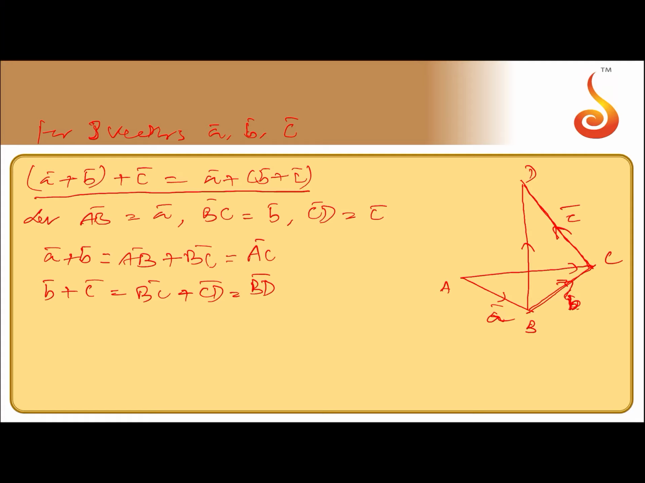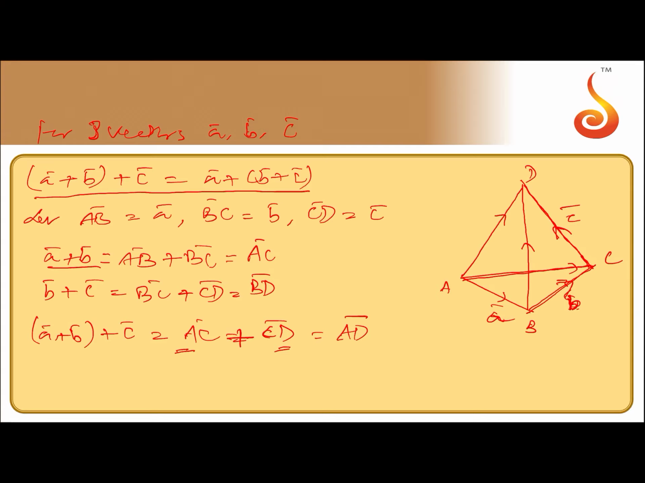Now let me take up this value, A bar plus B bar plus C bar, which equals A plus B, that is the AC vector, plus C vector. C vector is nothing but the CD vector. According to the addition law, with this initial point and terminal point, that is nothing but the AD vector. So AC vector plus CD vector is nothing but the AD vector, you got it.